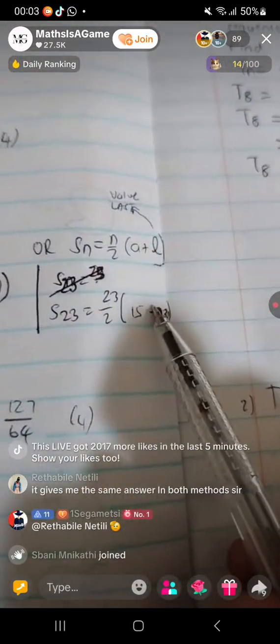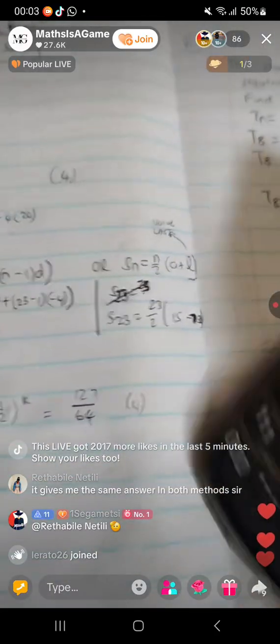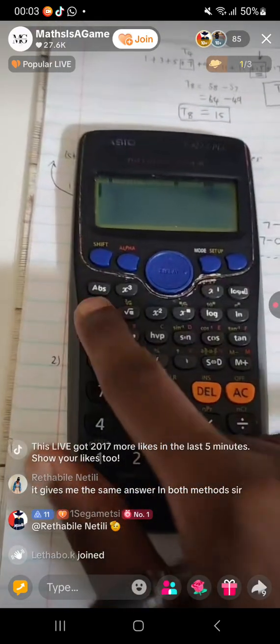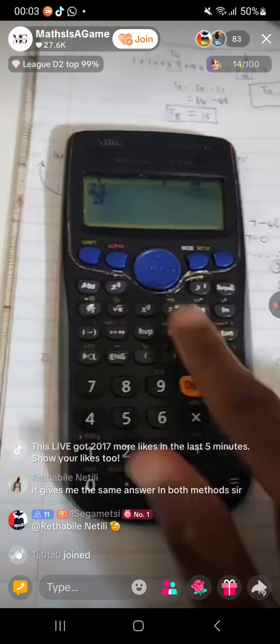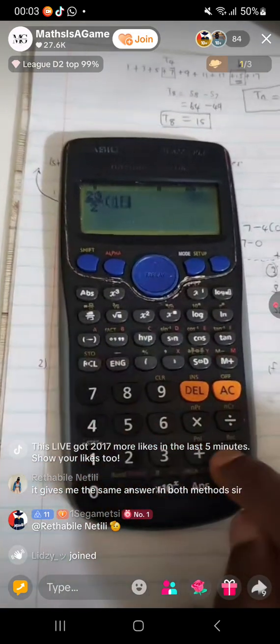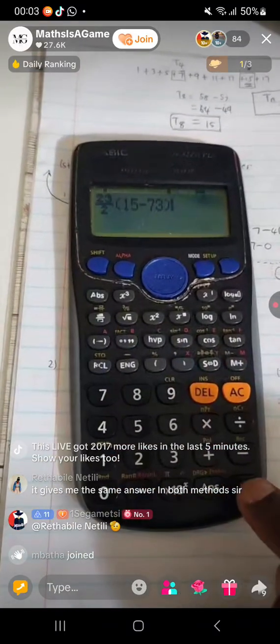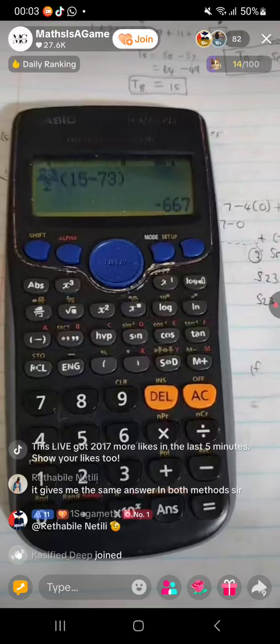Why am I saying minus 73? It's because a positive times another negative will give me a negative. So I'm not even going to waste my time there. Let's just quickly check the other one. That's 23 over 2. We put it in brackets there. Right, 15 minus 73. Close the bracket. We say equal. Still, truly the same answer.